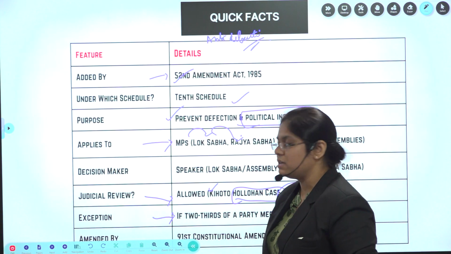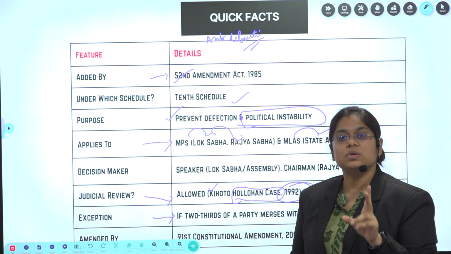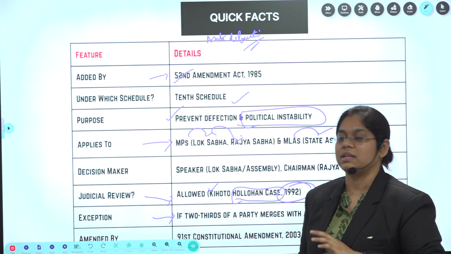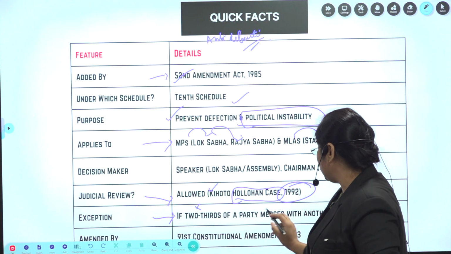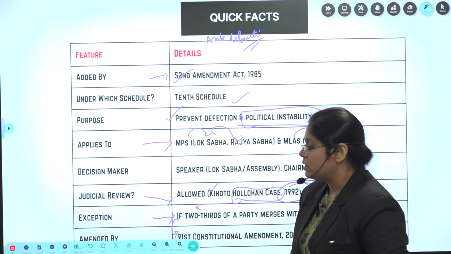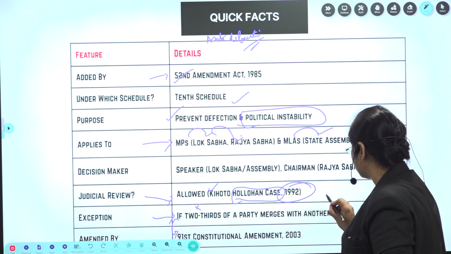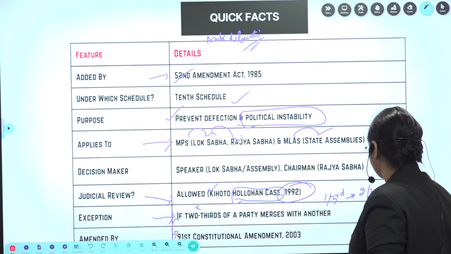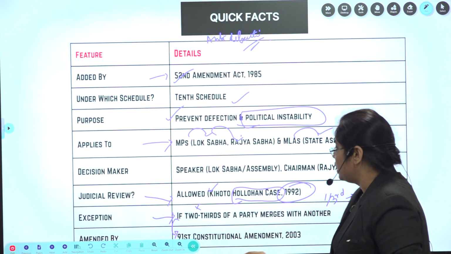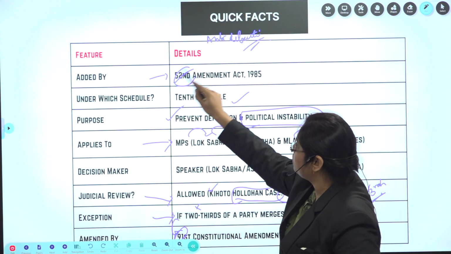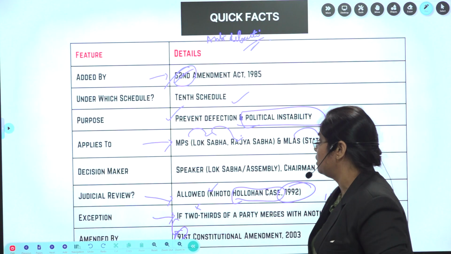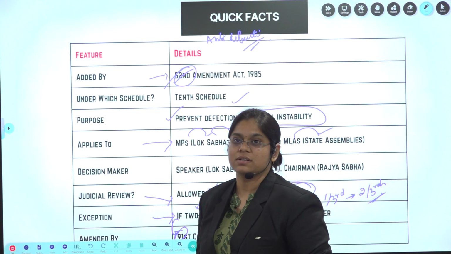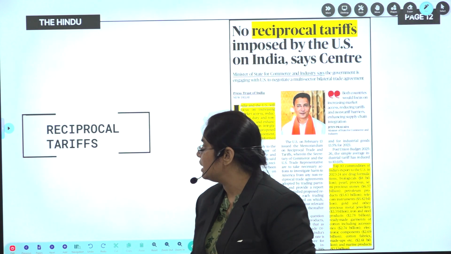Now, who are exempted? Basically, if two-thirds of the members are merging, then there is an exemption. How was it added? Through the 91st Amendment Act. Basically, it was one-third, but after the 91st, it has been changed to two-thirds. Remember the constitutional amendments, 91st and 52nd Amendment. Okay, and 10th Schedule. This is all about anti-defection. Simple. Now, moving to the next article.